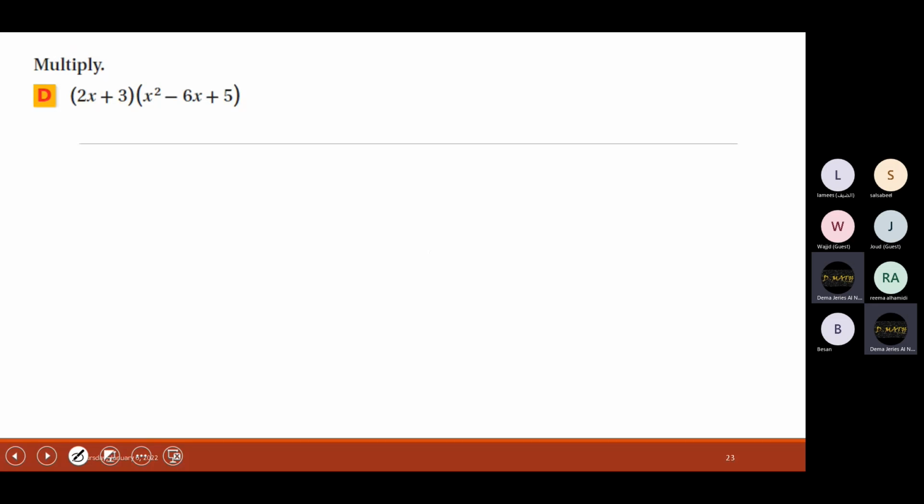As I told you on Monday, you write it like the whole numbers: you multiply the ones, then the tens, then the hundreds. Here we have to do the same. You will write x squared minus 6x plus 5, and down here, you will write 2x plus 3.